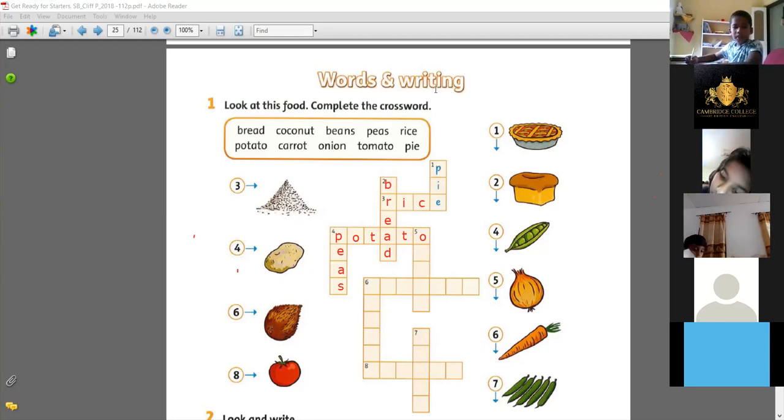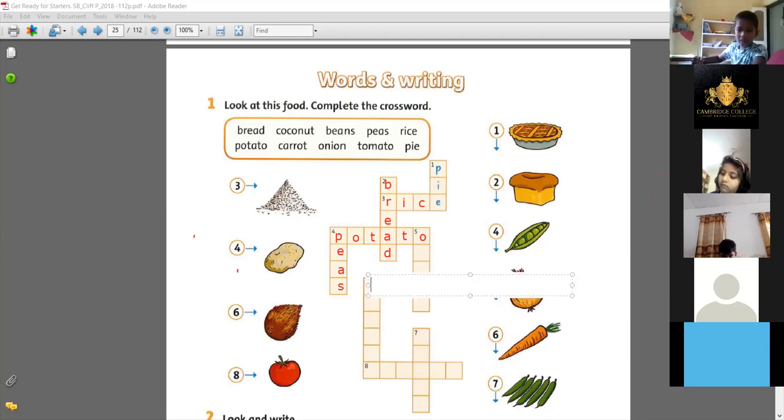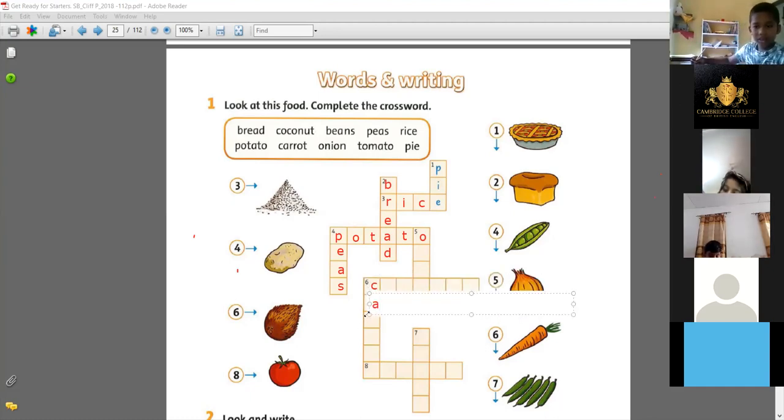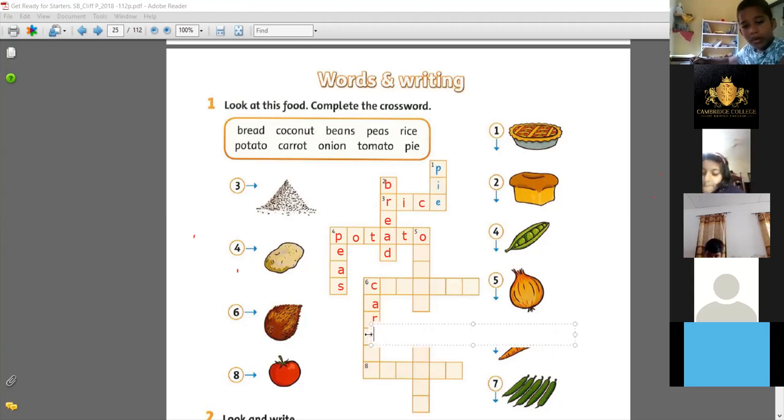Ma'am, what is number 6? Number 6 is carrot. Downwards, teacher. You want to write carrots. C. Excuse me, teacher. Why do we get the name?